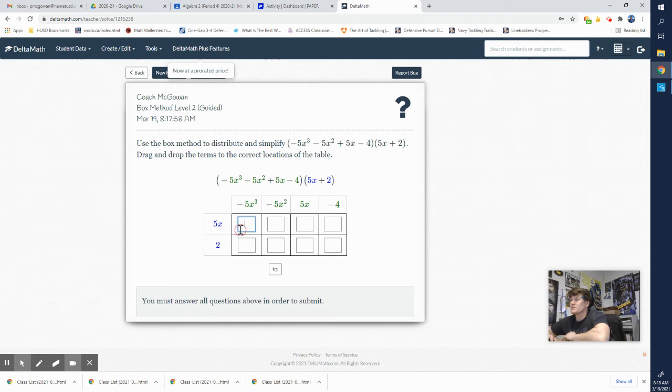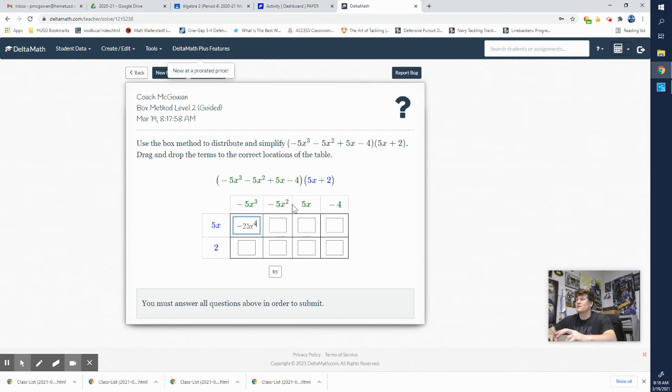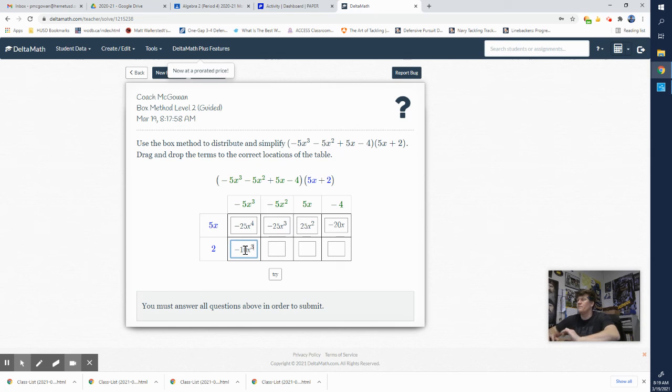5x times negative 5x to the third. Okay, that's negative 25x to the fourth. 5x times negative 5x squared. Again, negative 25. This time x to the third. 5x times 5x. Okay, 25x squared. Oh, I like the 25, huh? 5x times negative 4. Negative 20x. Negative 5x to the third times 2. Negative 10x to the third.